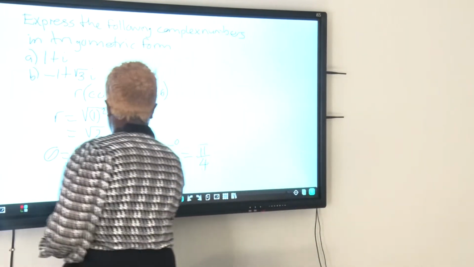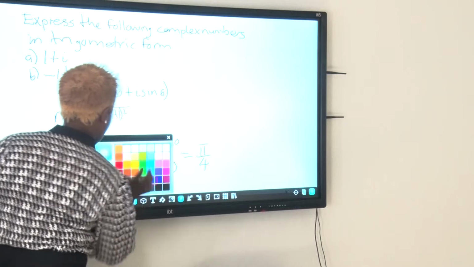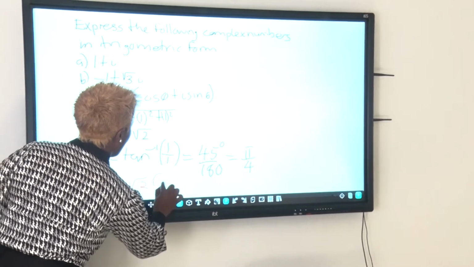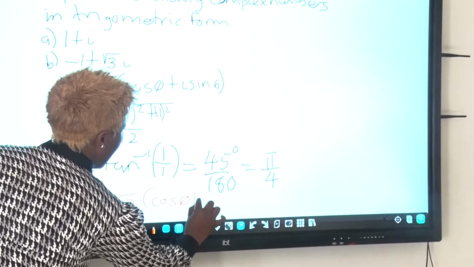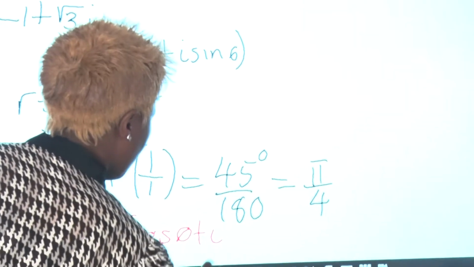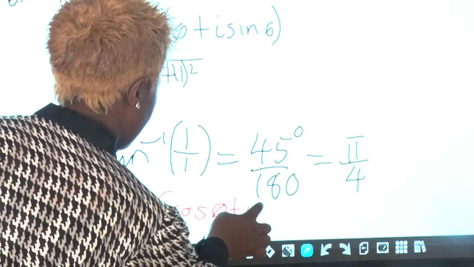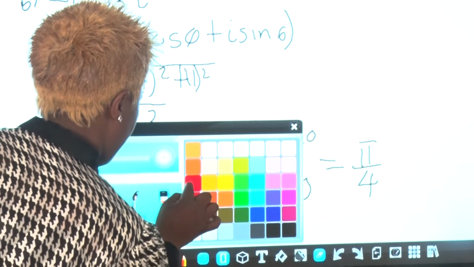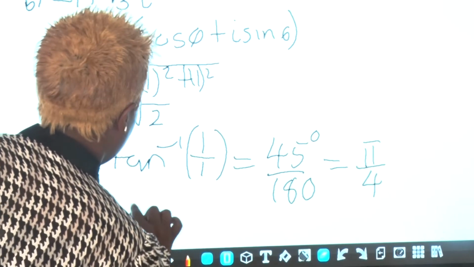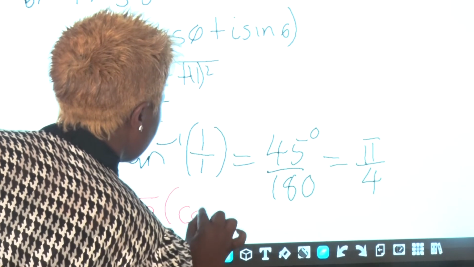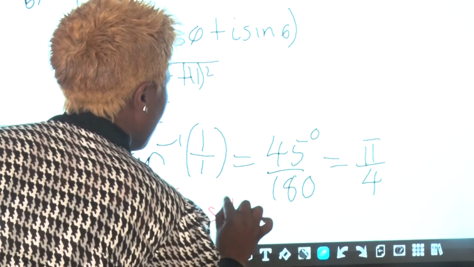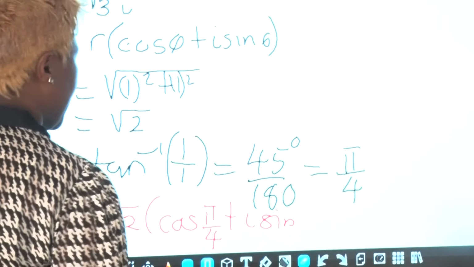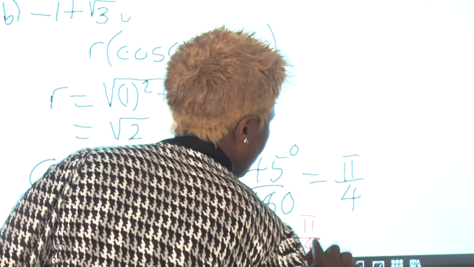Our final answer, I'll put it in another ink so that you can see. Our final answer will be, for r, the square root of 2, cos. For theta now, we write pi over 4, plus i sine. For theta again, we write pi over 4.